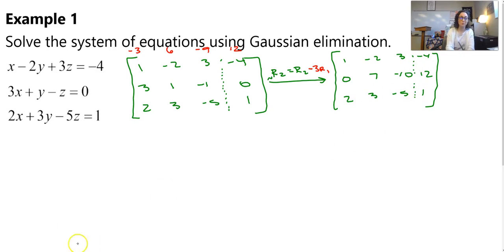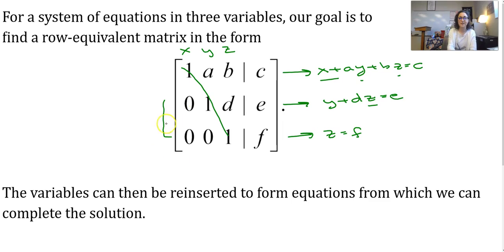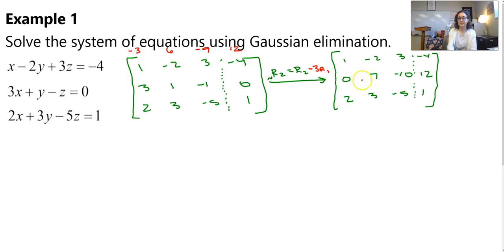Okay, so we've checked off one more thing from our list, right? We've got a 0 here. The next thing I need, and the only other thing I need for row 2, is a 1 in the next entry. Okay, so I want to make the 7 a 1.